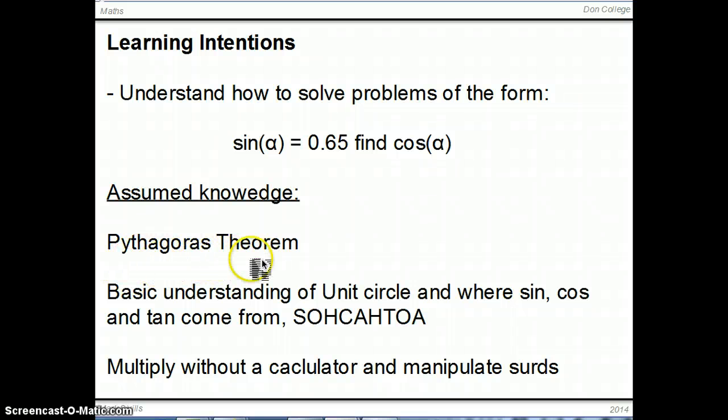And again, in order to do this you'll need to know Pythagoras, have a basic understanding of the unit circle, SOHCAHTOA, and particularly this, multiply without a calculator and manipulate surds.